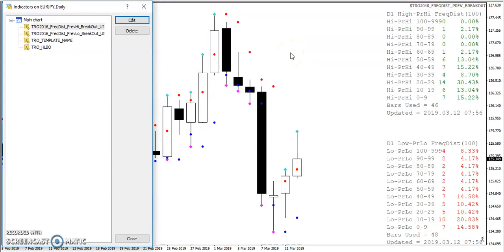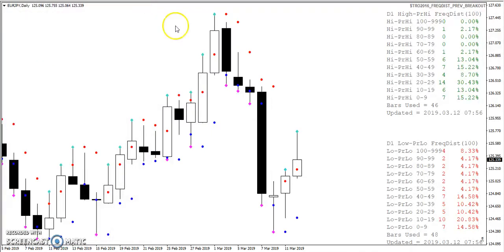Now, if you've got the 2017s, you can use the frequency distribution indicator I wrote, because that's kind of multi-purpose where you can define what these are here. If it's high minus open, high minus previous high, it has all of that stuff built in, and you just choose it from a drop-down menu. And also, I wrote an indicator TRO HLBO for high-low breakout. And that's the plotting indicator that puts these dots and diamonds.